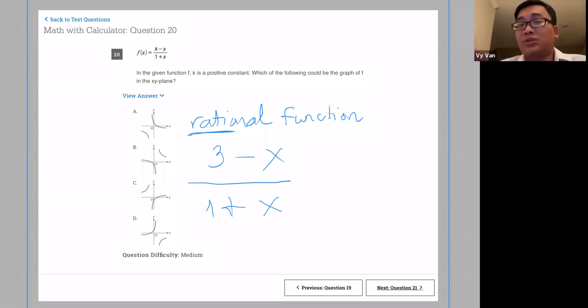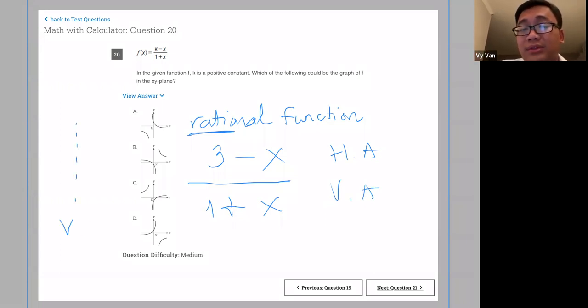But let's review rational functions. The 2 things you need to really care about are the horizontal and the vertical asymptotes. How do we find those? Vertical asymptotes are lines like this. That's vertical asymptotes. And horizontal asymptotes are like this. When you figure that out, you know where it is.